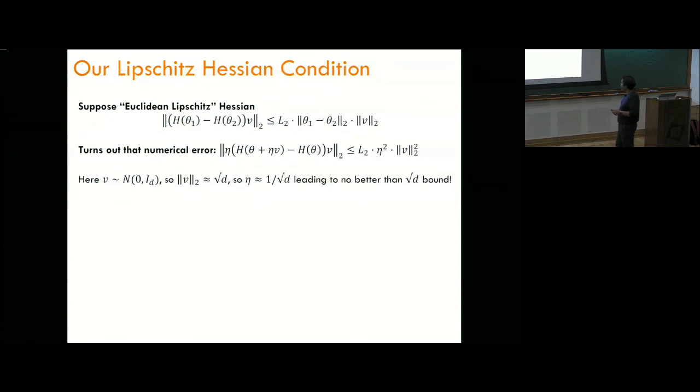I know that from the invariant distribution, if you sample V from the invariant distribution, it's distributed exactly like this. Its norm is something like root d. So if I want this number to be small, I would like to set eta to be something like 1 over root d. But that means that since each phase is discretized at a rate of eta, in each phase you're losing root d iterations. So this will not work.